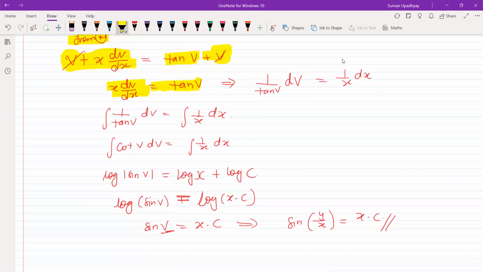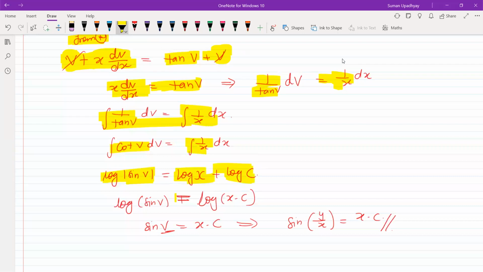Then I'm separating variables. So I'll take tan v on the left hand side and x on the right hand side. I'll get this expression. Now take integration on both sides. 1 upon tan is cot, and the integration of cot is log of mod of sin v. And the integration of 1 upon x is log x plus the integration constant.